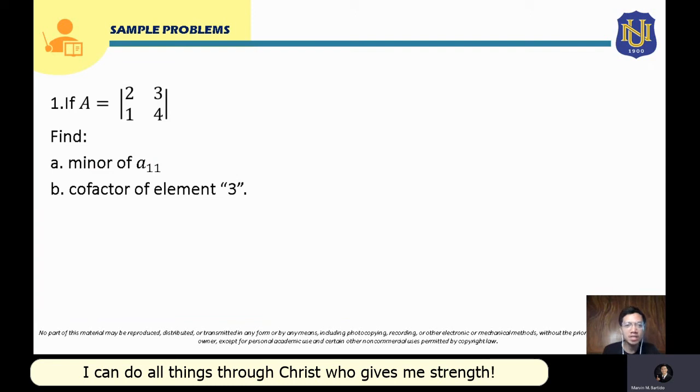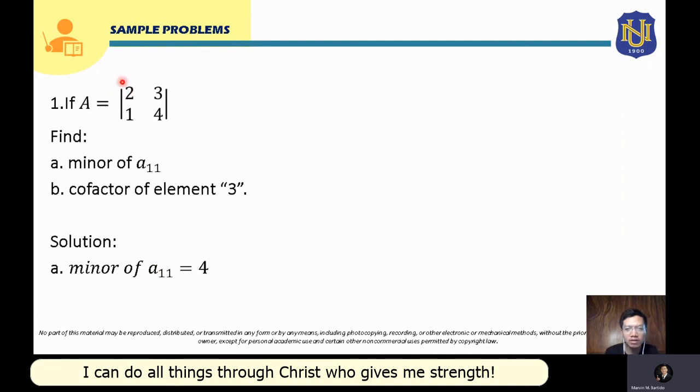So in number 1, if matrix A is this matrix, these are the corresponding elements of matrix A. We are asked here to find the minor of A11 and the cofactor of element 3. So we will now solve this. For number 1, the minor of A11, our A11 here is this element, the element located in the first row and first column.